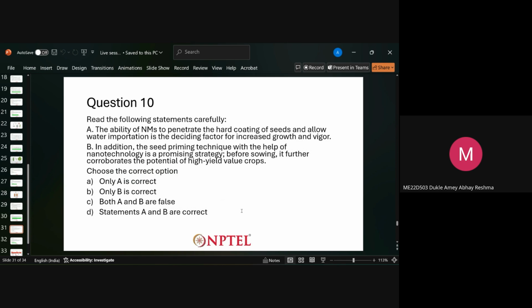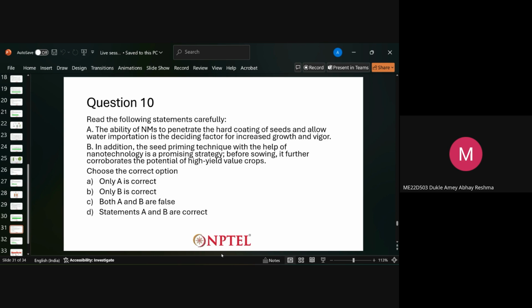Question number 10. Read the following statements carefully. The ability of nanomaterials to penetrate through the hard coating of the seeds and allow water incorporation is the deciding factor for increased growth and vigor. In addition, the seed priming technique with the help of nanotechnology is a promising strategy before sowing. It further corroborates the potential of high yield value crops. Option A is correct, option B is correct, option A and B are false, and option A and B are correct. So basically, let's analyze the statements.